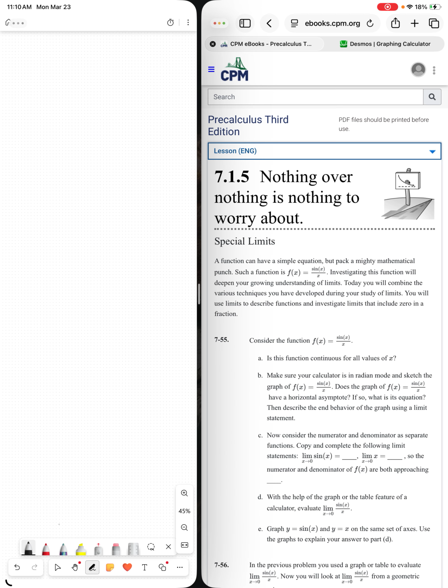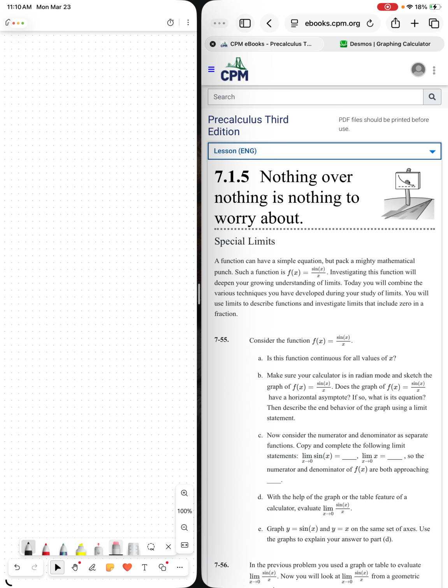Is this function continuous for all x values? Okay, so we should know right now that functions cannot divide by 0. We cannot divide by 0 in math. So when we have sine of x over x, x cannot be 0. That makes it undefined. So is it continuous?